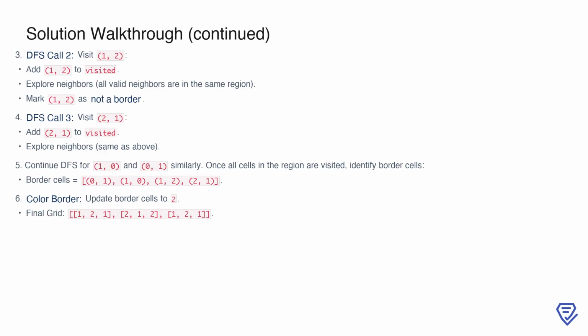Finally, we update these border cells to the new color 2, resulting in the modified grid 1, 2, 1, 2, 1, 2, 1, 2, 1.